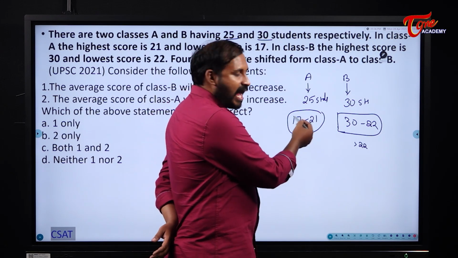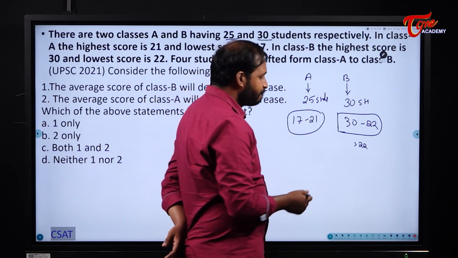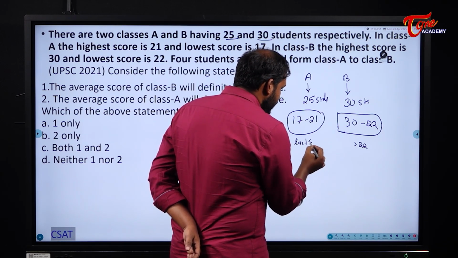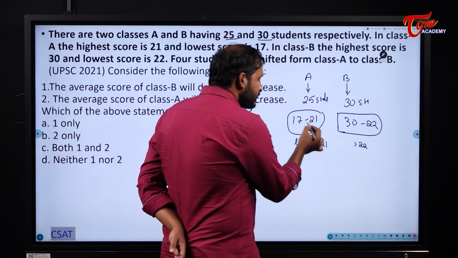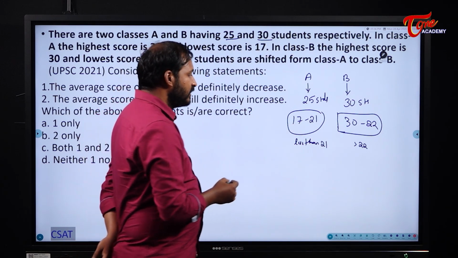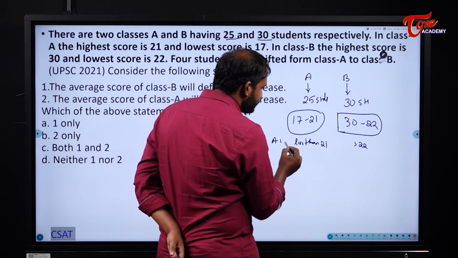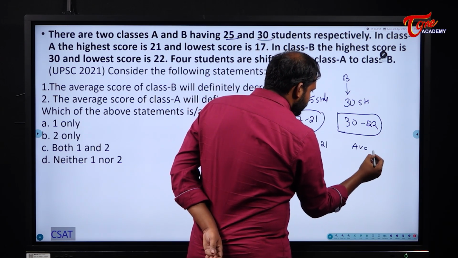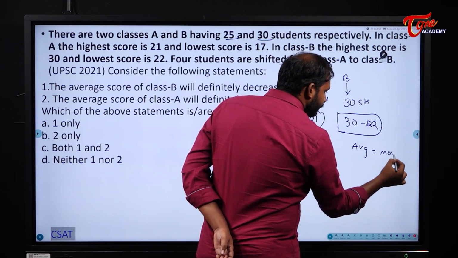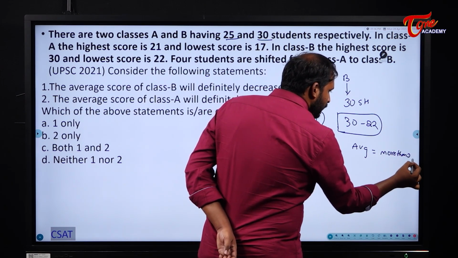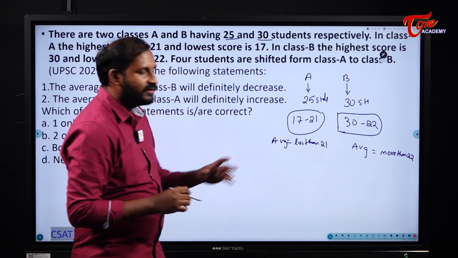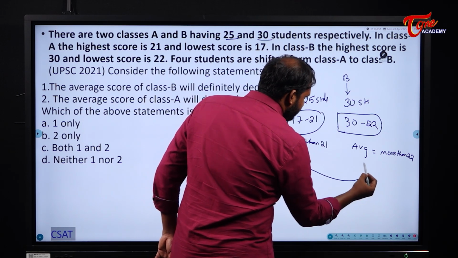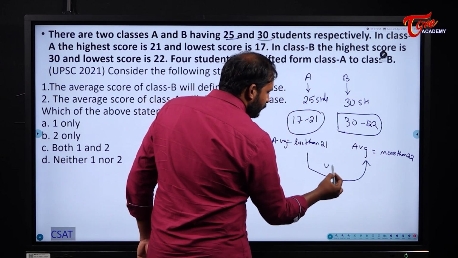Here, what is the average of this class A? This will be slightly less than 21, right? Why? Because the least is 17, they mentioned. So less than 21 will be the average of this one, and the average in this case will be more than 22. Am I correct? Why? Because the least value is 22 here and the highest value is 21 here. Now 4 students are shifted from here to here. 4 students.